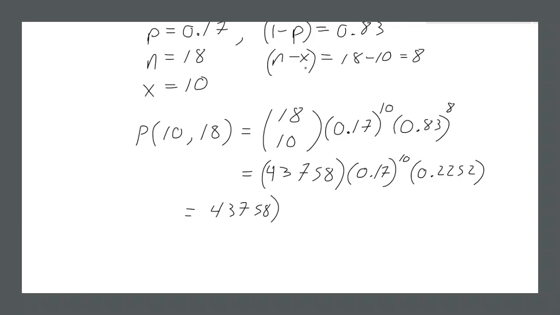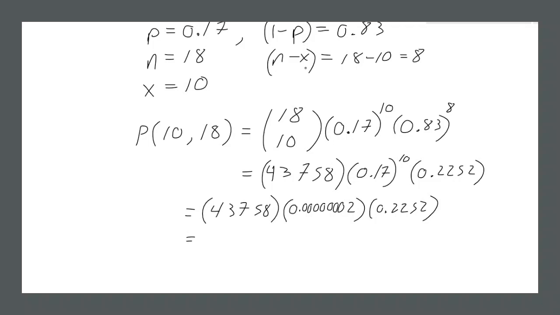Now, I'll write down that number just for illustrative purposes, 0.17 to the power of 10. Okay. That's a 0 point followed by 1, 2, 3, 4, 5, 6, 7 zeros, and then a 2. And then we have a 0.2252.